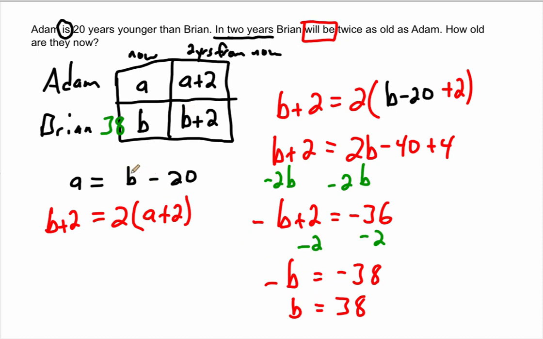If B is 38, 38 minus 20 is 18. So I think Adam is 18 now, and then Brian is 38, which means I think 2 years from now, Adam will be 20 and Brian will be 40.